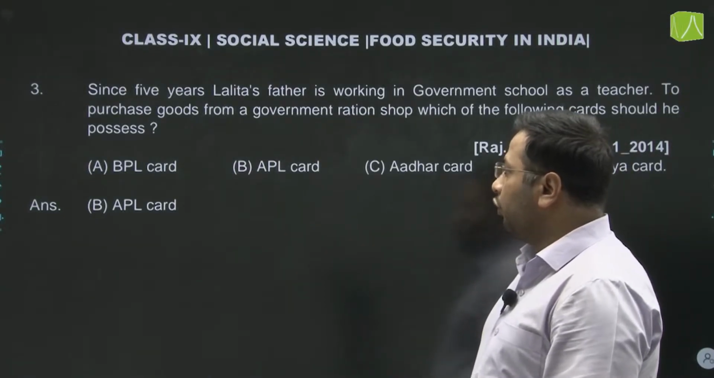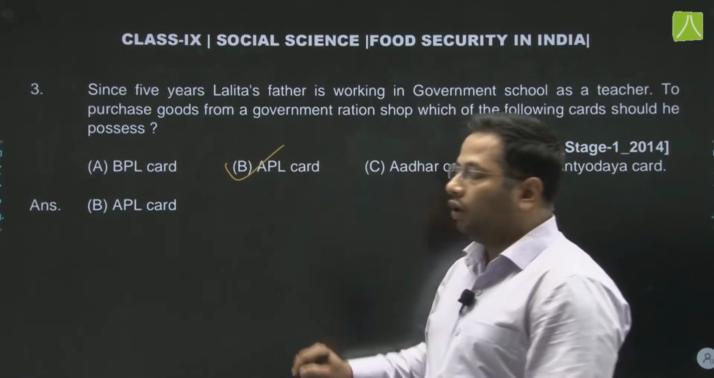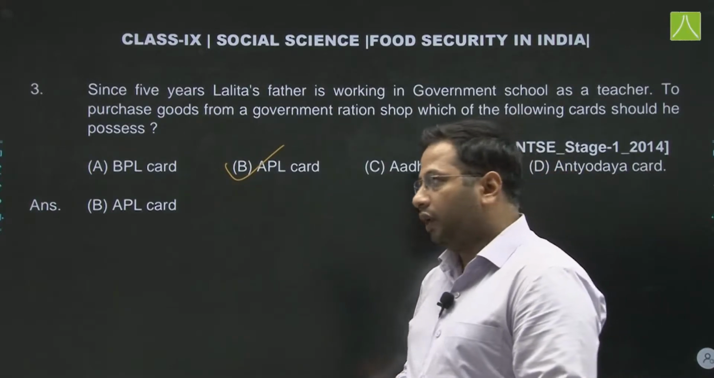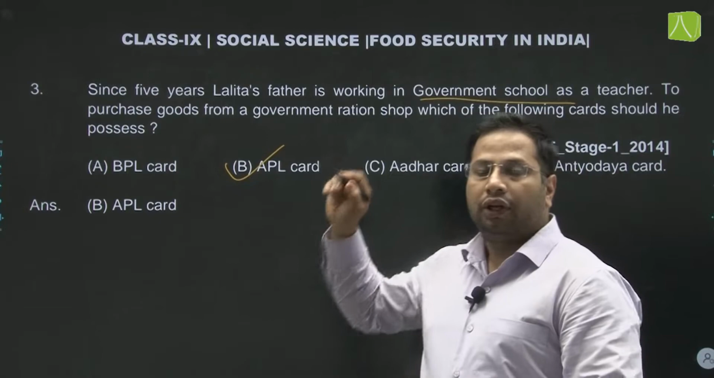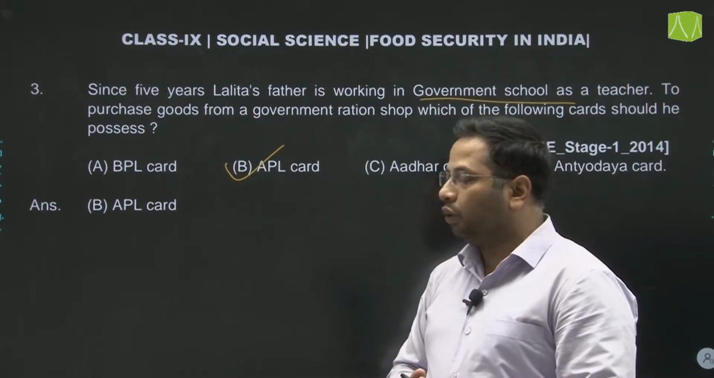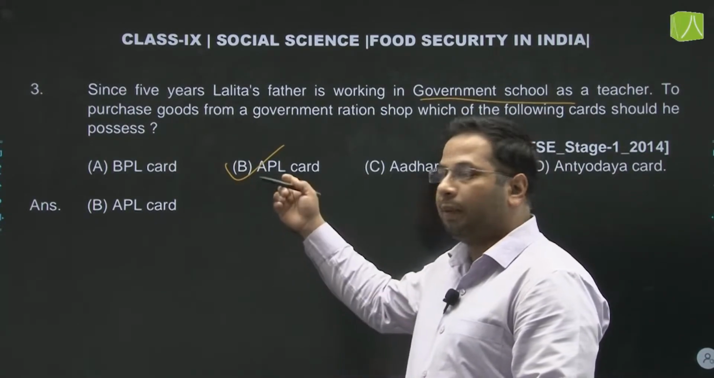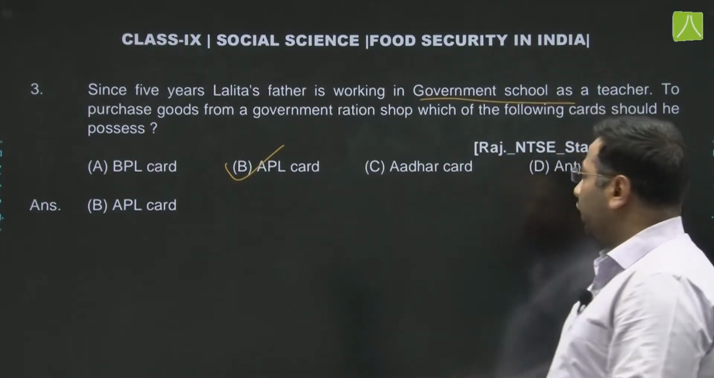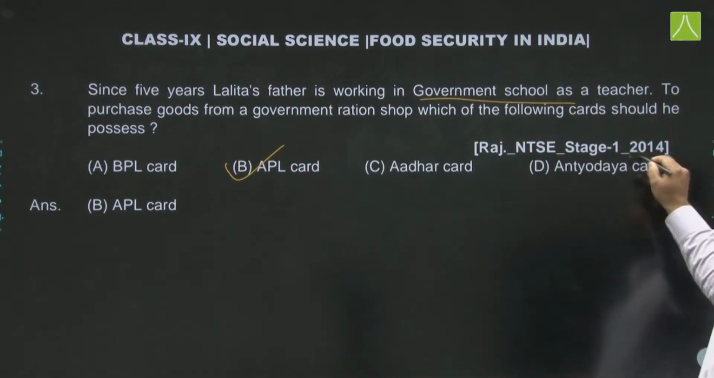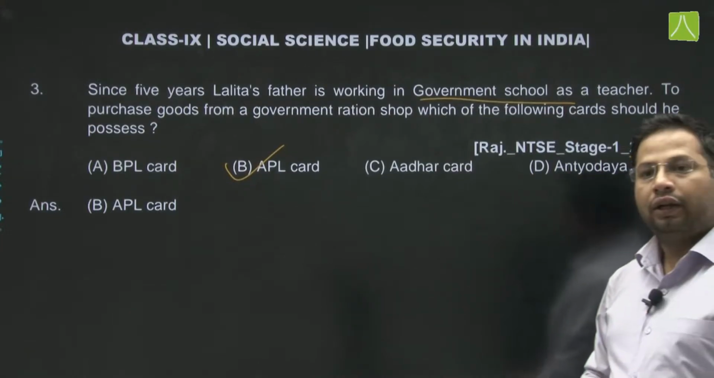So our answer would be APL or above poverty line, just because he is a government employee. He is a government employee, so he is under well to do. So he will lie under this APL or above poverty line. This question we have at stage 1 in Rajasthan in the year 2014. Next question.